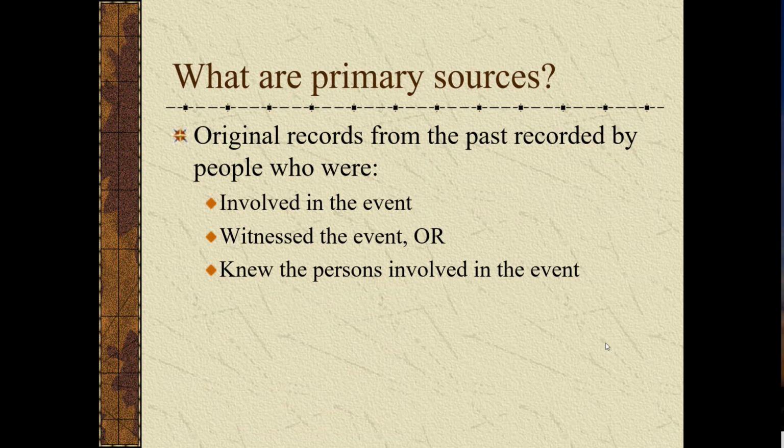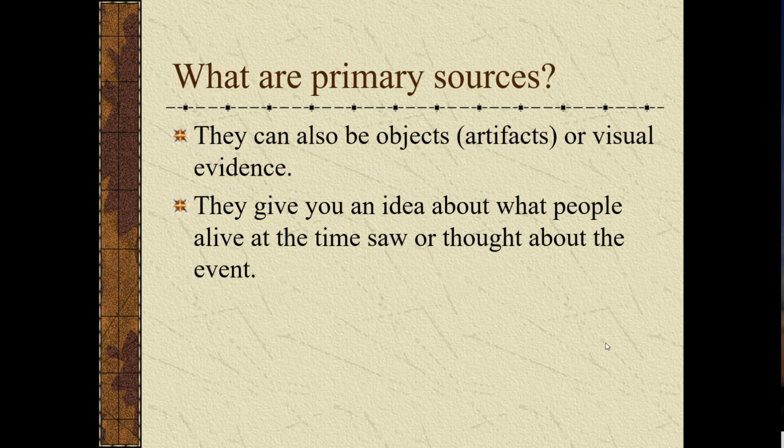So what are primary sources? Well, they are original records from the past recorded by people who were either involved in the event, witnessed the event, or knew the persons involved in the event. Now, they can also be objects or artifacts. Remember, we talked about artifacts. Artifacts are man-made things that tell us something about history. Or visual evidence, and we'll talk about what kind of visual evidence that might be. They give you an idea about what people who were alive at the time saw or thought about the event.